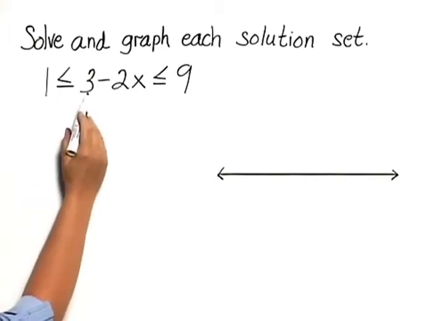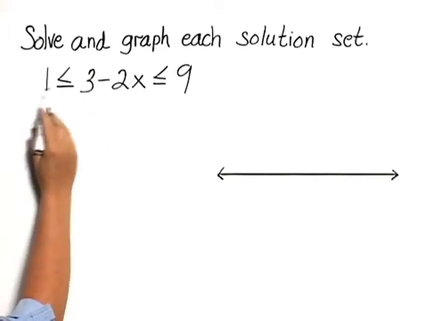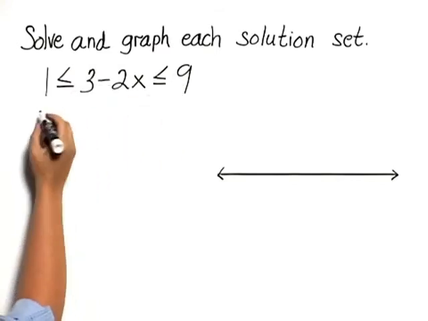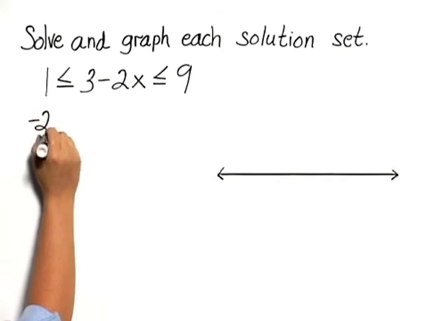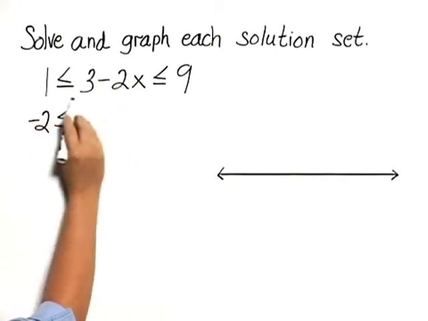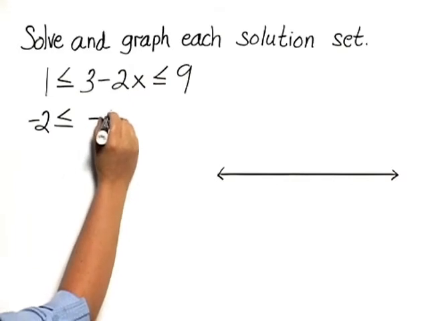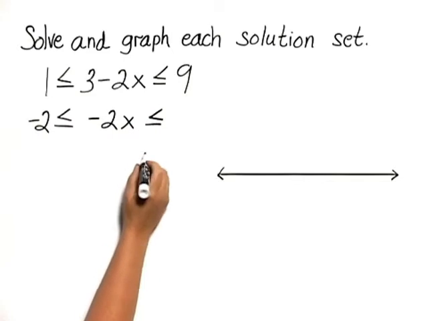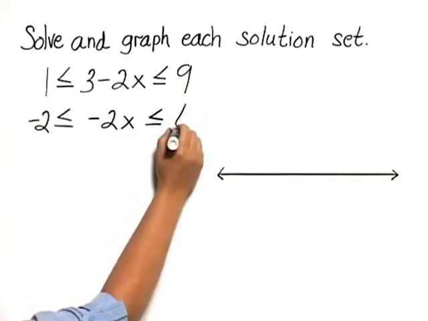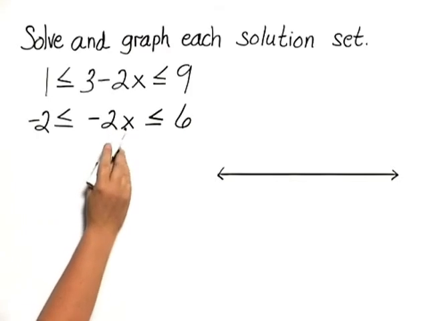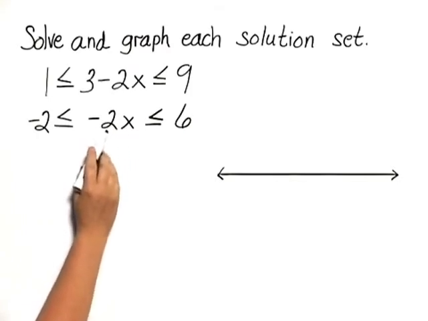So let's start by subtracting 3 from here and from here and from here. 1 minus 3 would be negative 2 is less than or equal to, subtracting 3 in the middle, we just have negative 2x, and that is less than or equal to 9 minus 3, which is 6. Now, to get x by itself, I want to divide by negative 2.